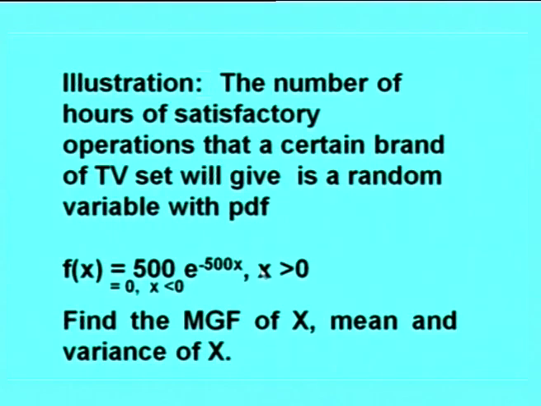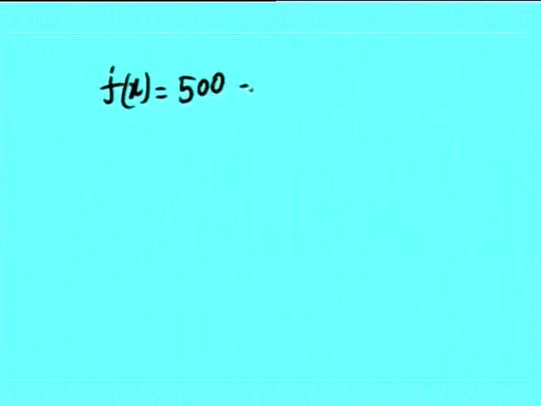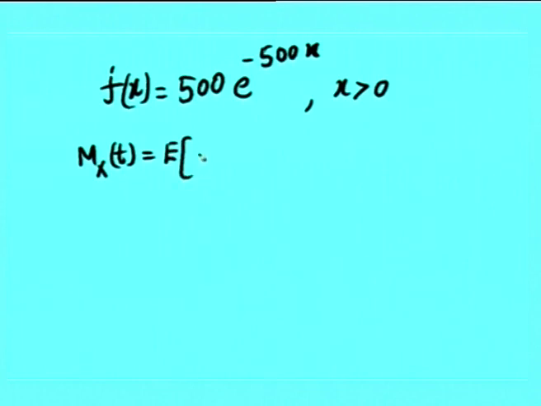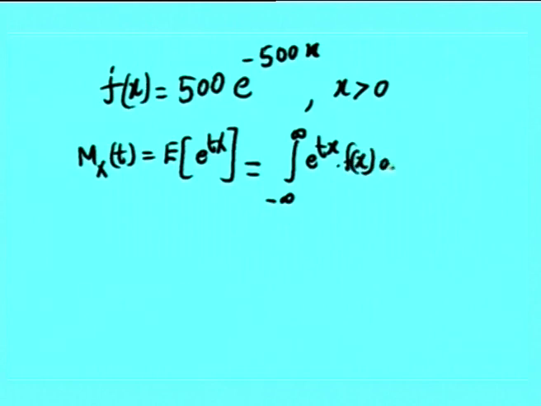Mean and variance of x we have to find out using MGF. How to do this problem? You are given f of x equal to 500 e power minus 500 x for x greater than 0. It is 0 elsewhere. So, we will go with the definition of moment generating function, which is equal to expectation of e power t x. This is equal to integral minus infinity to infinity e power t x into f of x dx. F of x is defined only for x greater than 0.